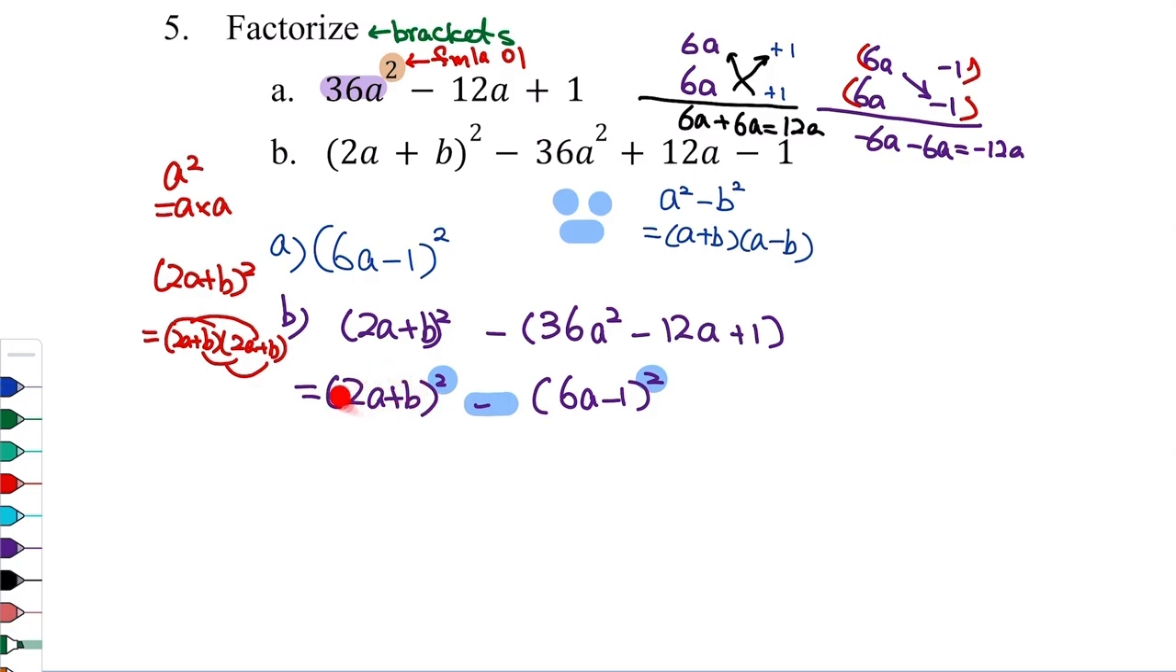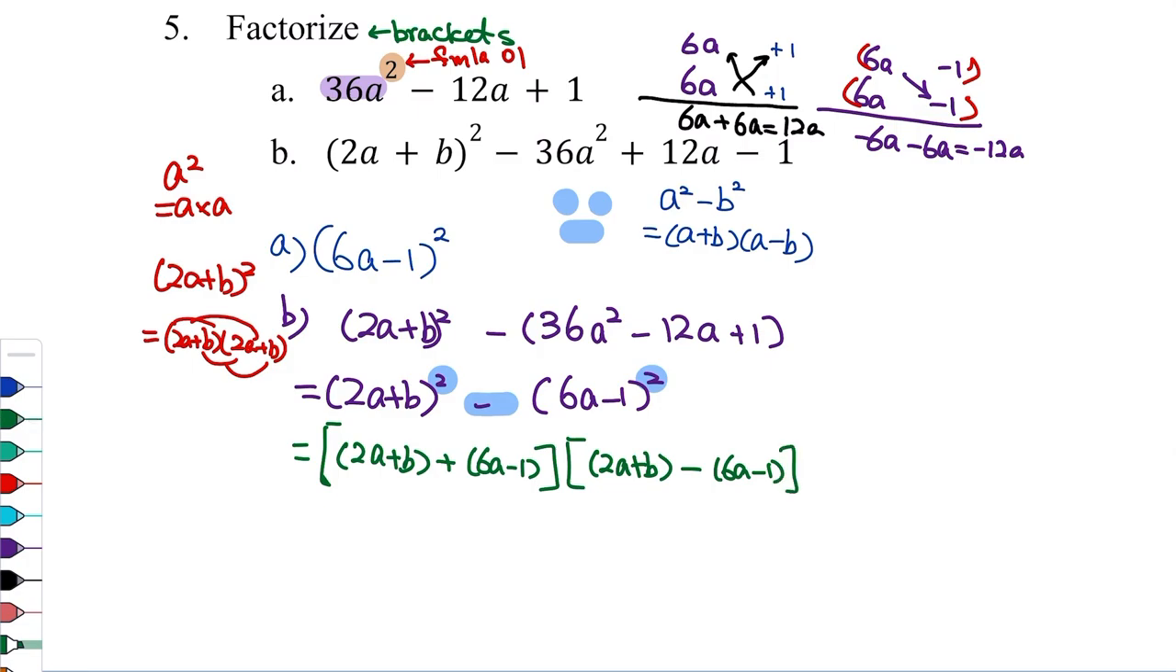So I will have to do the same thing. This whole thing is my a and this whole thing is my b. The whole first thing minus the whole second thing. So it will be the first thing plus the second thing in a bracket, and the first thing minus the second thing in another bracket. So let's try doing it. A plus b first, let's have a bracket. My a is 2a plus b, plus my second part, which is 6a minus 1, close bracket, and then another bracket, first part minus the second part.